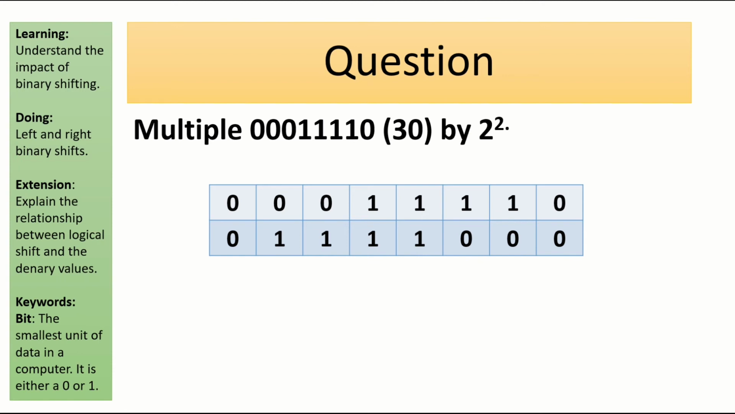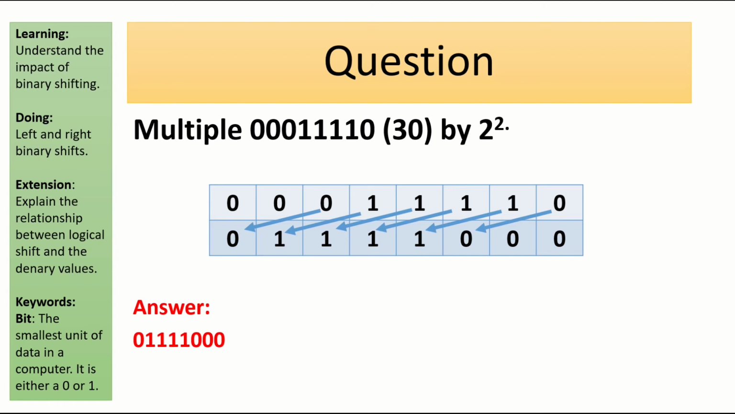So the next question is multiply 000111110, which is 30, by 2 to the power of 2. So we're going to shift the values to the left, aren't we? So if we look here, this value goes to here, this value goes to here, and so on for each of the six values. And then we just fill the back part with some zeros, so just shifting those values along by 2 places.